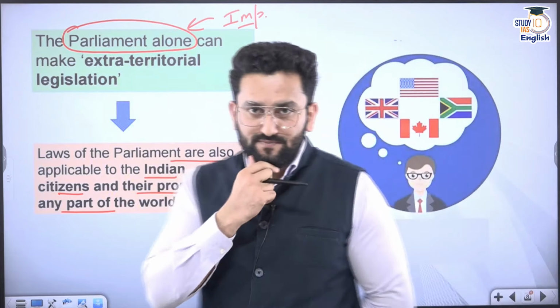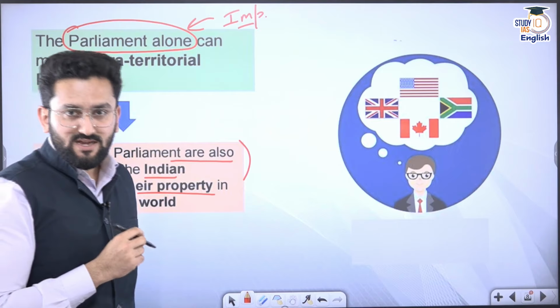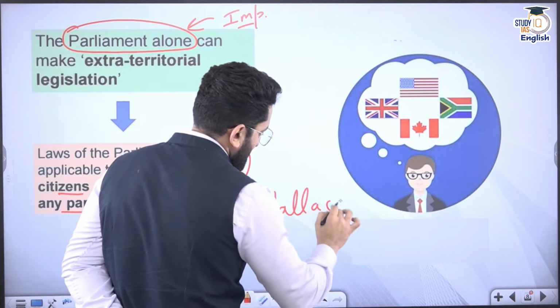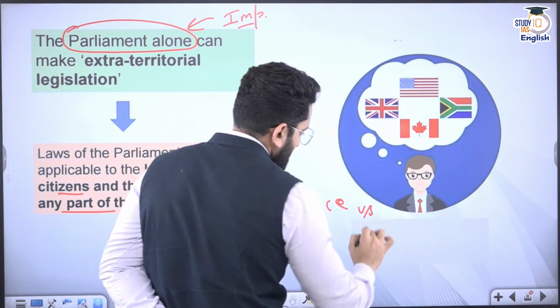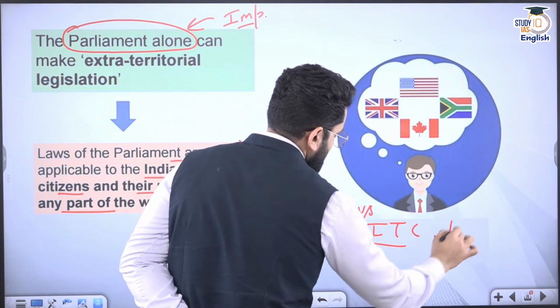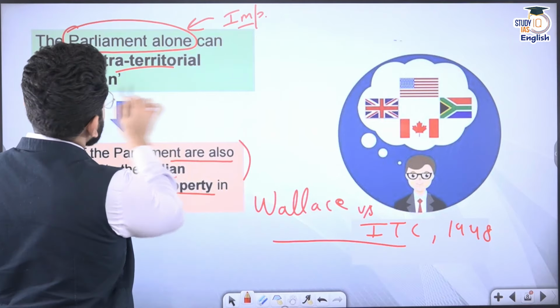Now laws of Parliament are also applicable to Indian citizens and their property in any part of the world. That is a part of extraterritorial. There's a famous case here. Wallace versus Income Tax Commissioner, 1948. Okay, this is related to extraterritorial legislation.